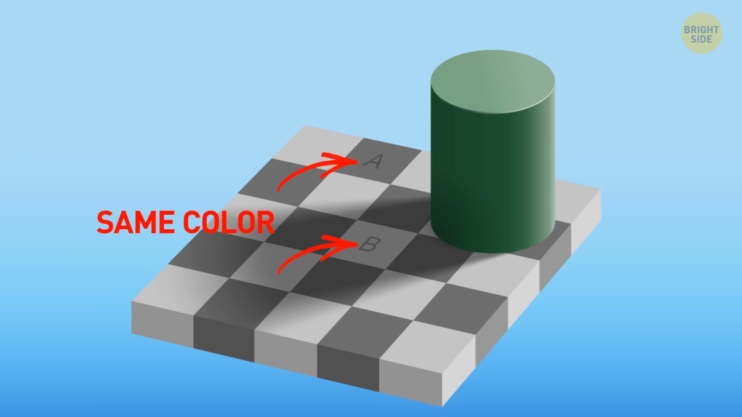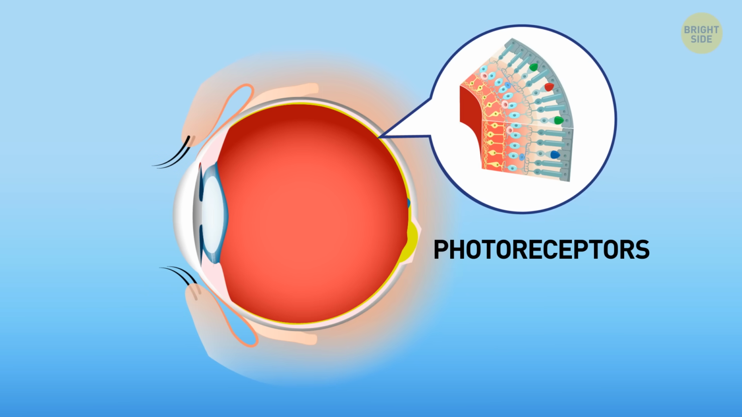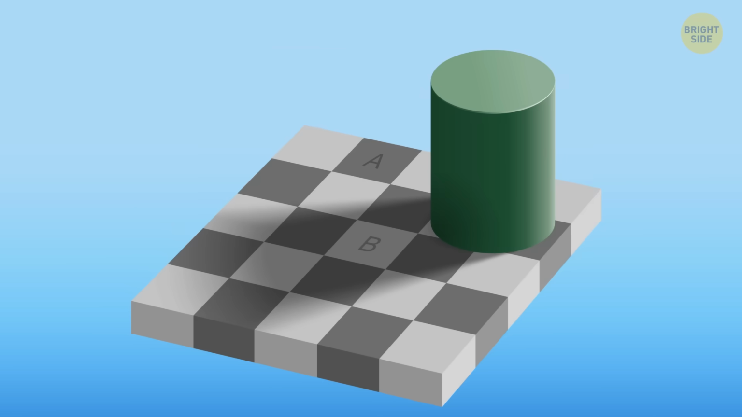Scientists still can't explain this illusion. One theory says this might be because of how your brain interprets the signals from the photoreceptors in your eyes. The most active cells reduce the activity in neighboring ones, and this creates a contrast that's not, in fact, real.